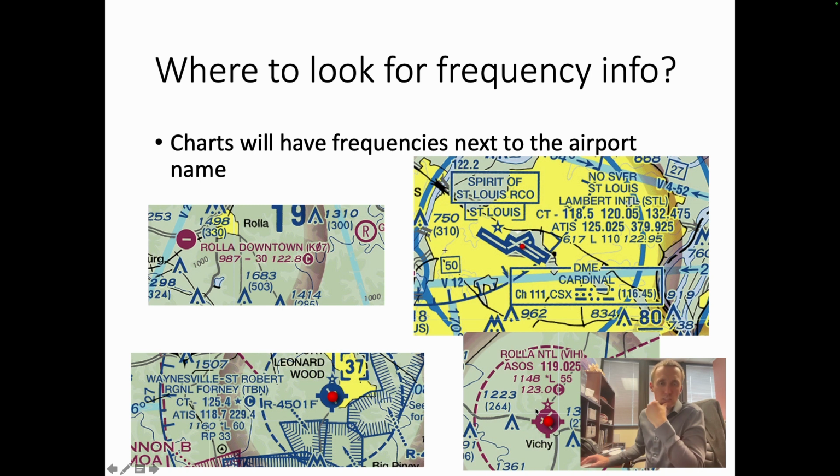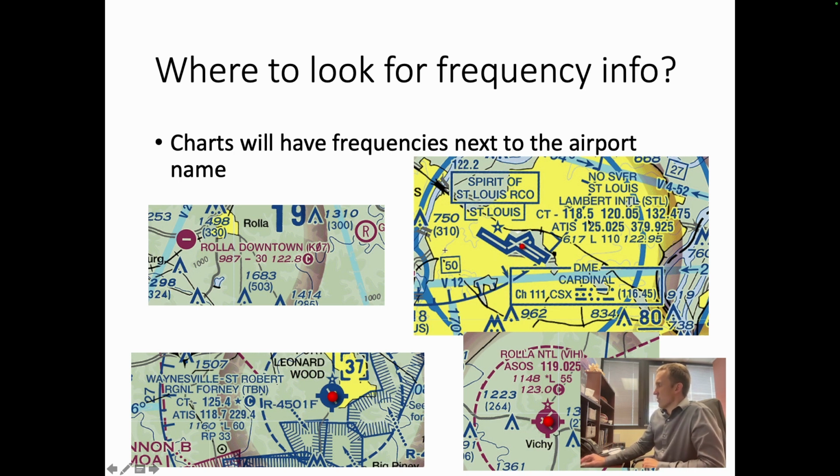So let's look at some examples here. These are excerpts from charts, and we're going to talk more about charts in another video. But these are a couple different airports, all with different frequencies. Let's look here. We've got Rolla Downtown Airport. You see the little C there in a signal. That's telling us that's our CTAF frequency. So we're going to be listening in on 122.8. St. Louis Airport. If we come up here, this is information about St. Louis Lambert International Airport. CT, Control Tower.